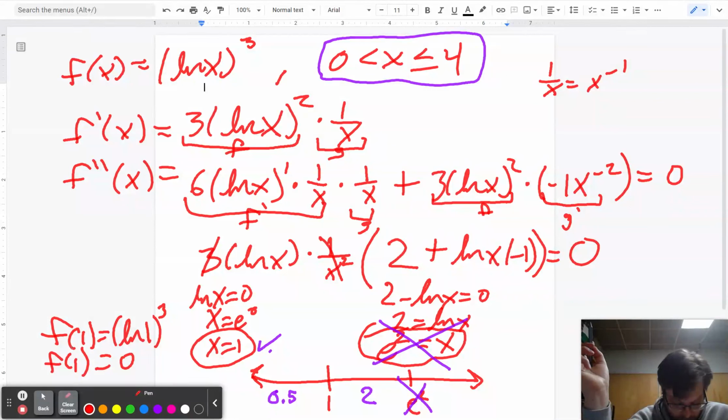All right, so now we want to find the tangent and normal to the curve at the point where x is equal to e. And that doesn't have anything to do with our inflection point, and neither does part C.